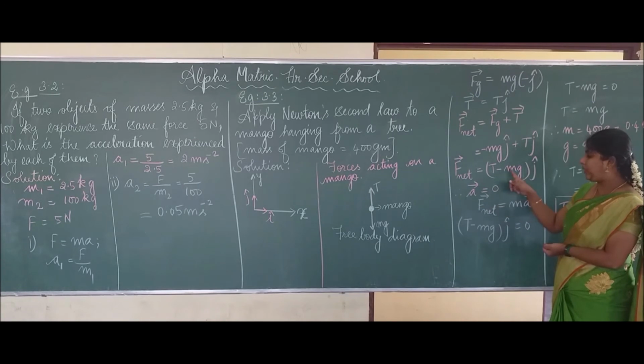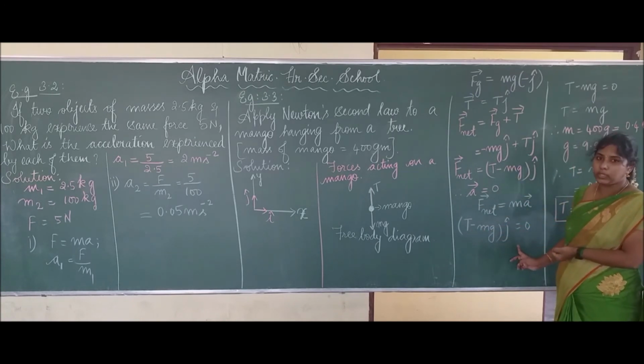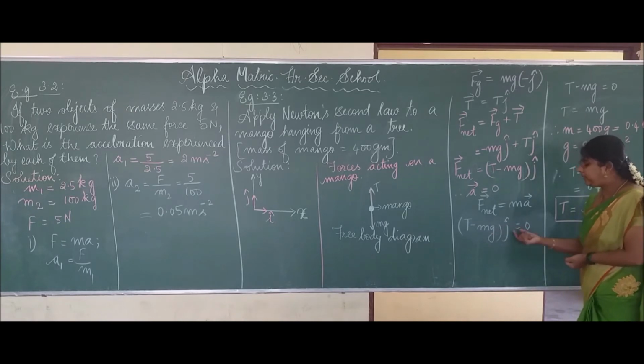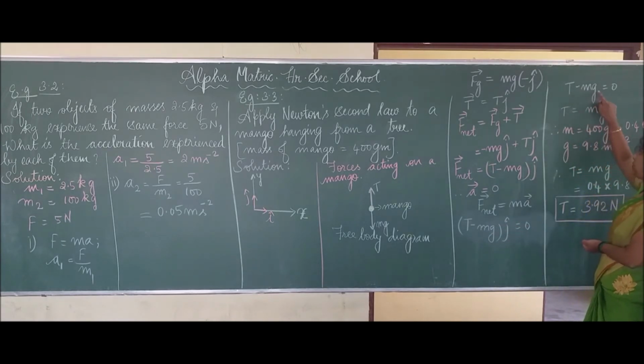So the F net equation is (T minus mg) into j cap equals 0. By comparing the components on both sides, we get T minus mg equals 0. The mg term can go to the other side and becomes positive, so T equals mg. Now we are going to apply the values in this equation. T equals mg.